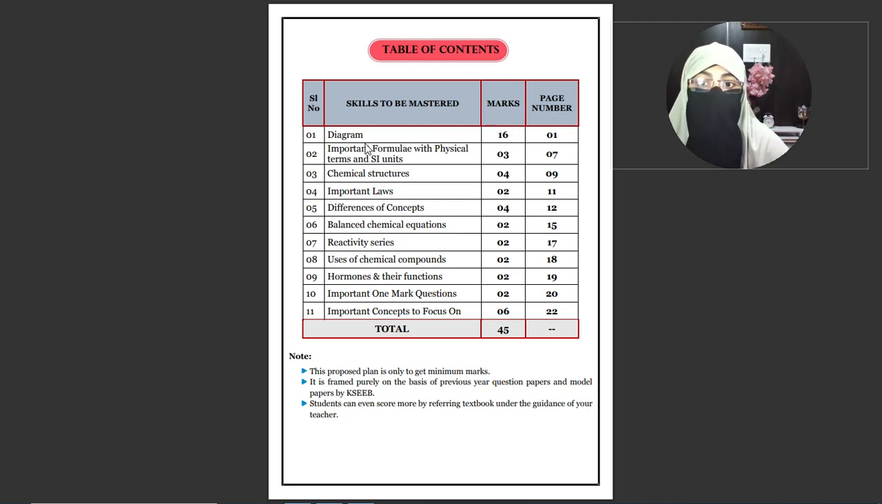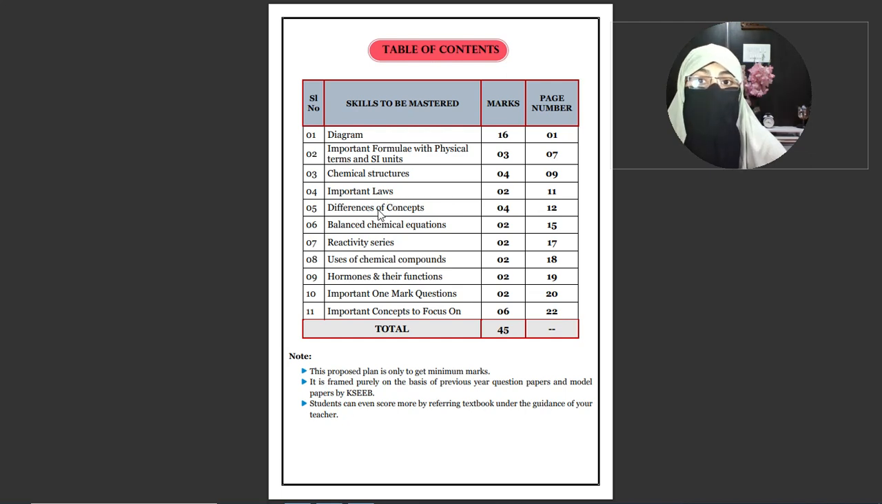Coming on to the next, that is the important formulas with the physical terms and SI units. Over this I'll be sharing another important video on this part alone. Okay, and coming on to the chemical structures. So what are these chemical structures? Even that we'll be discussing today. Then the important laws: in the entire syllabus, whatever important laws are mentioned, we have shortlisted them and made them into one document that I'll be discussing in this. Okay, so these are the important laws.